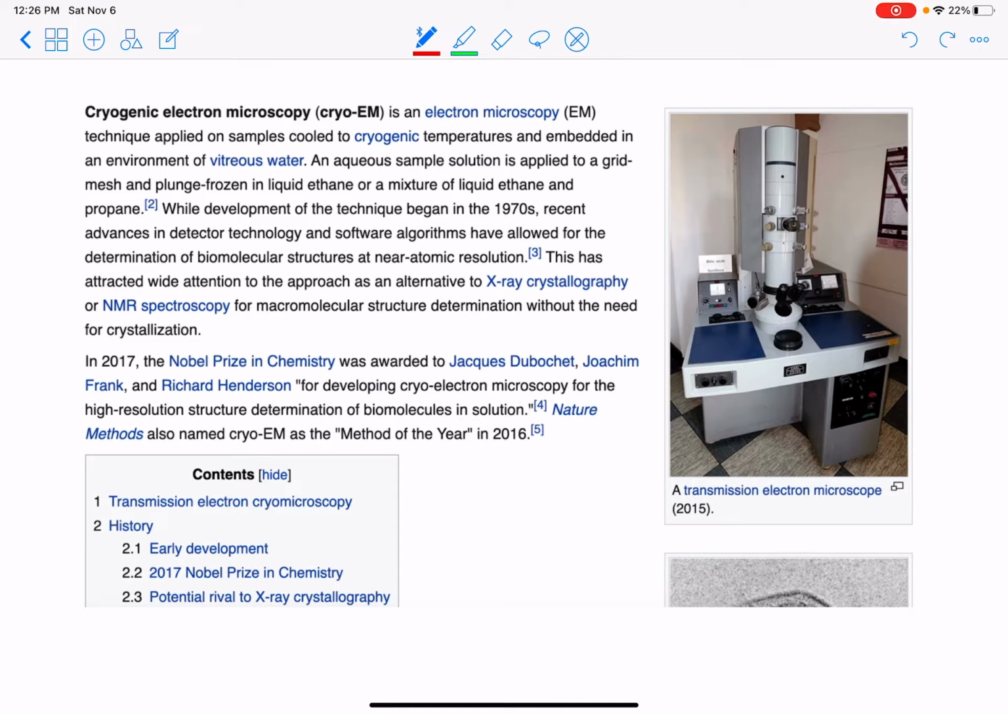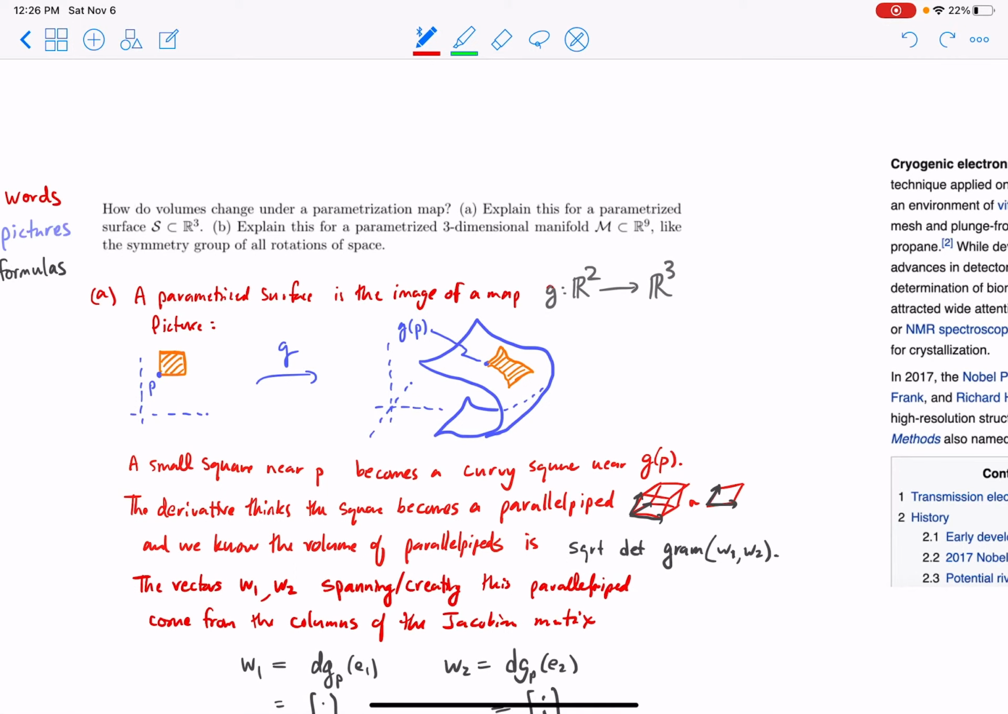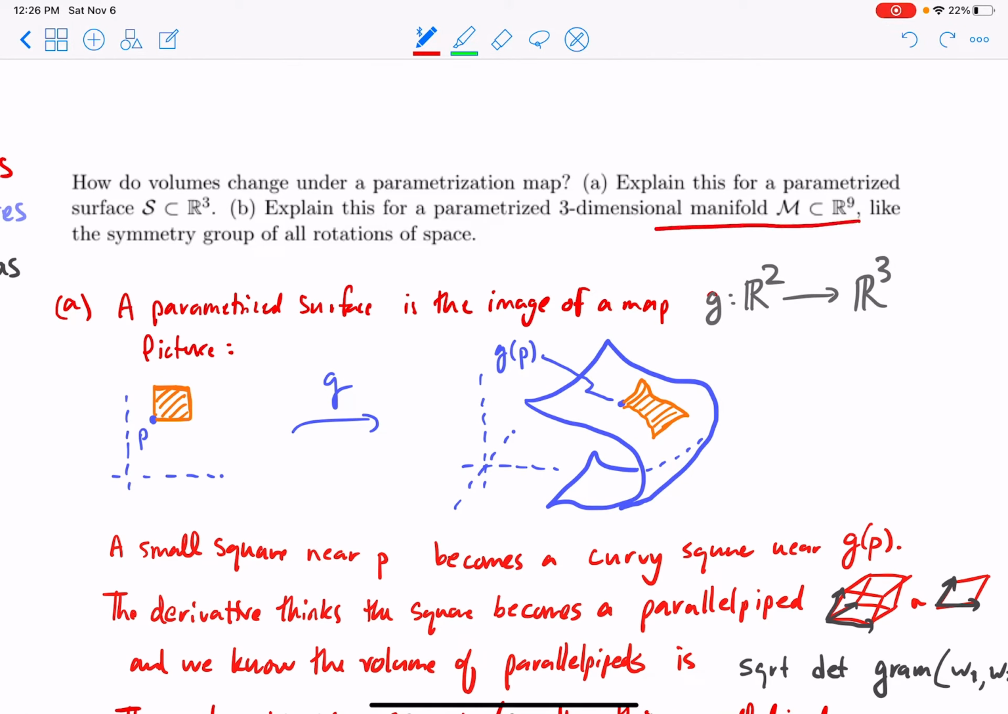And in order to actually do this, you sort of freeze these molecules, and they're going to be frozen in some random rotated version. And you freeze them again, and they'll be in a different random rotation. You do this hundreds, thousands of times, and you look at all of these frozen molecules, but they're all rotated in different ways. So you have to average over the group of rotations, and the group of rotations of space is a 3-dimensional object inside of R9. And in order to do cryo-EM, you need to average out those rotations of your molecules.